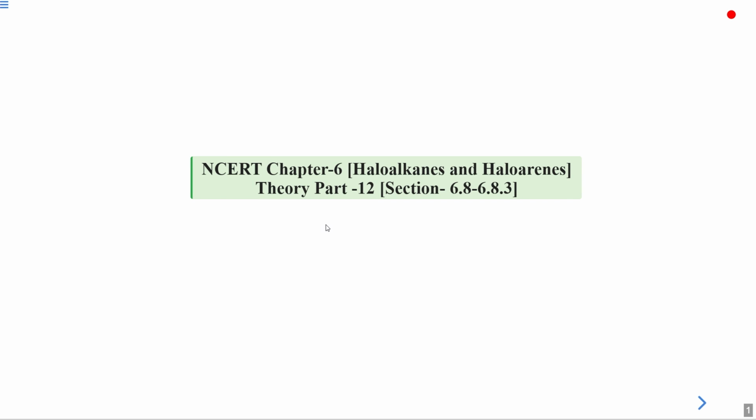So as you all know, today we are going to cover theory part 12 of the chapter Haloalkanes and Haloarenes. So let's begin today's topic. NCERT chapter 6, Haloalkanes and Haloarenes, theory part 12, and today we are going to cover the NCERT sections 6.8 to 6.8.3.